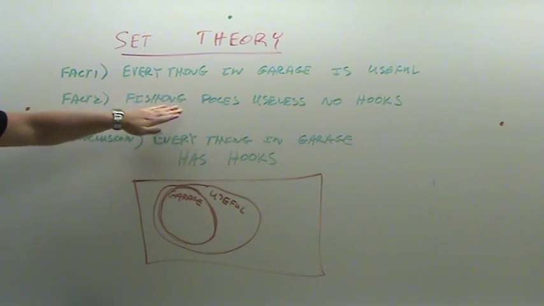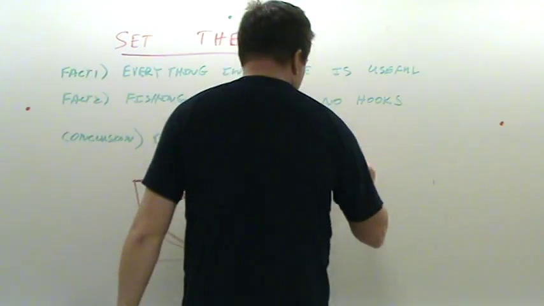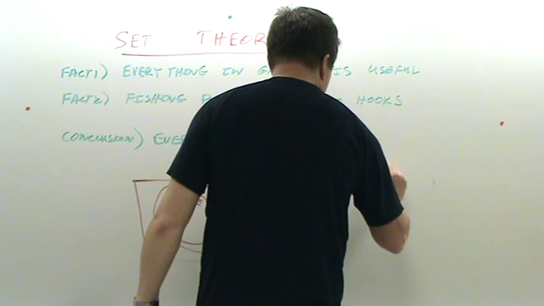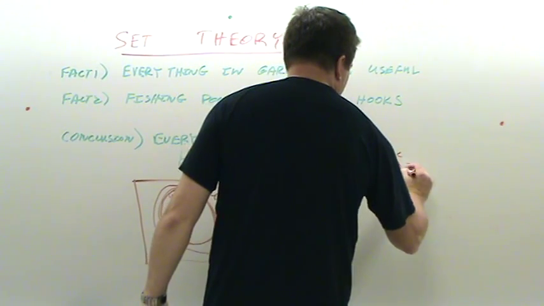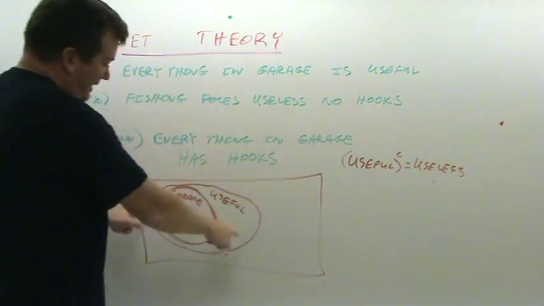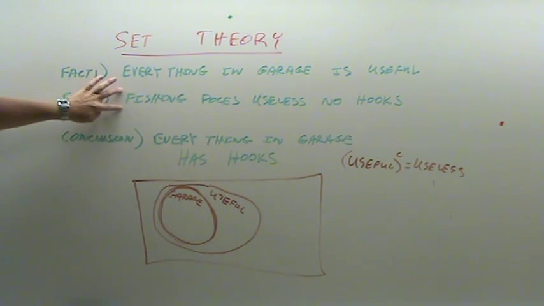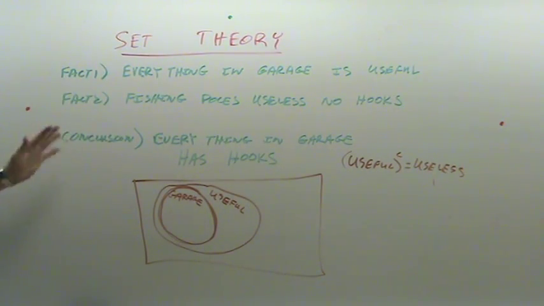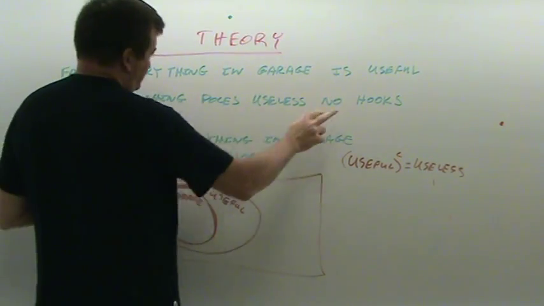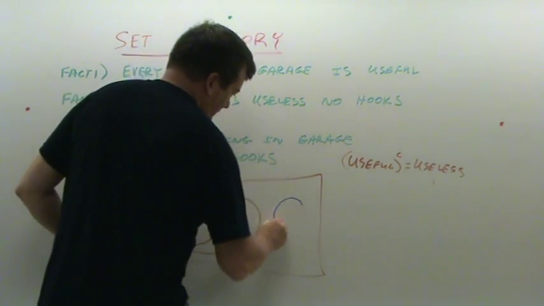The fishing poles are useless because they have no hooks. So we can almost think of it as the useful set's complement being useless. All things that are not in this circle are considered useless. And now where would we put the set of fishing poles? Do they overlap? Are some useful and some useless? Or according to this statement, they're all useless because they have no hooks. So the fishing poles would be out here.